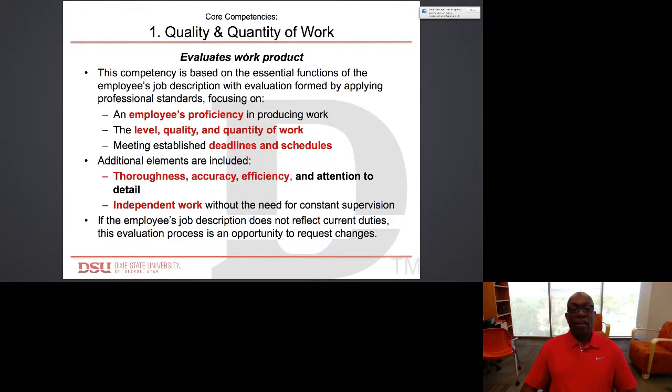That evaluates work output. This competency is based on the essential functions of the employee's job description, with evaluation formed by applying professional standards, focusing on the following: an employee's proficiency in producing work, the level, quantity, and quality of work, meeting established deadlines and schedules. Also, additional elements include thoroughness, accuracy, efficiency, and attention to detail. Independent work without the need of constant supervision. If the employee's job description does not reflect current duties, this evaluation process is an excellent opportunity to request changes.